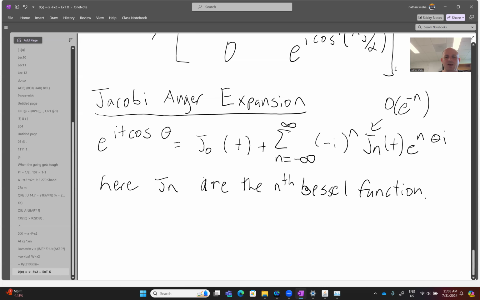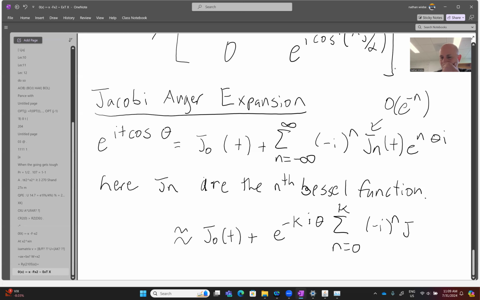The next thing is that by multiplying everything by an overall number of w's that we look at, we can approximate this as a finite sum, with this being J0 of t plus e to the negative k I theta, sum n equals 0 to k of negative I to the n J of negative k plus n, and then this will just be e to the n theta I. Okay, so this gives us a cutoff for doing this.